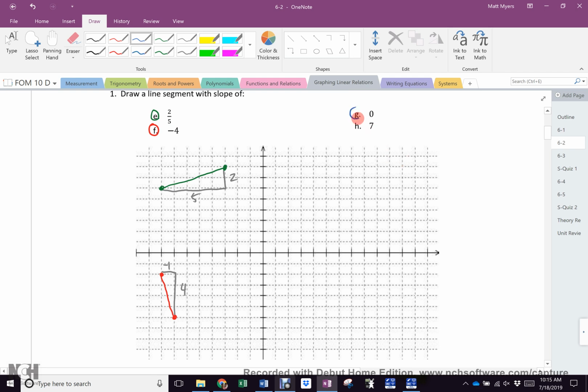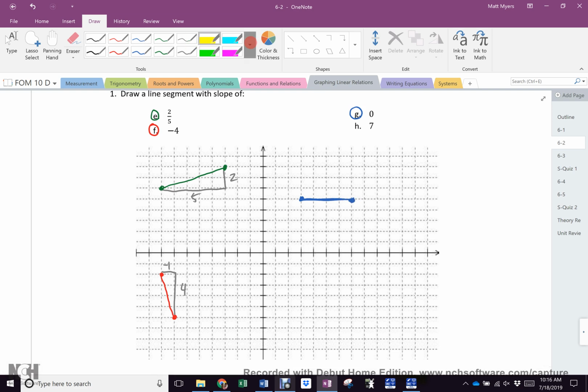In this quadrant, I want a slope of 0. Put a dot somewhere. How do I make a slope of 0? Horizontal or vertical line? Horizontal, the one you can't ski or snowboard down.